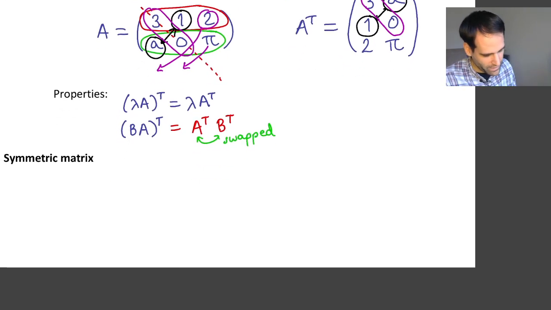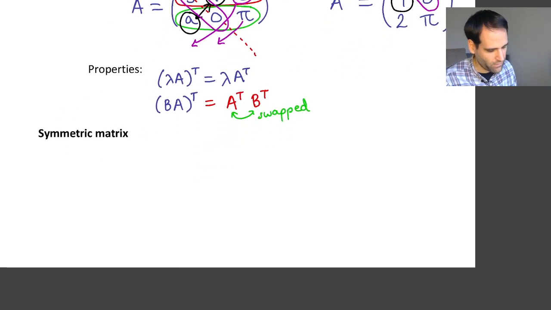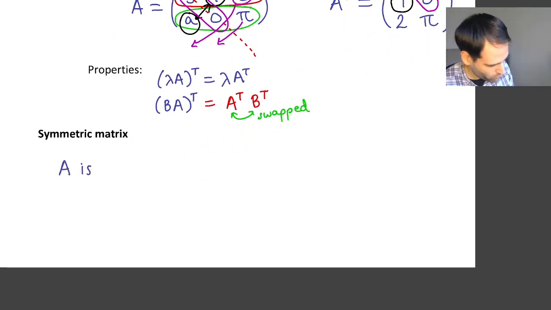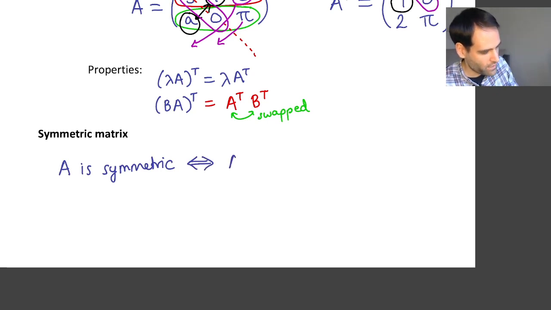Good. Next we can do this definition of what a symmetric matrix is. So a matrix A is symmetric if and only if A equals A transpose.